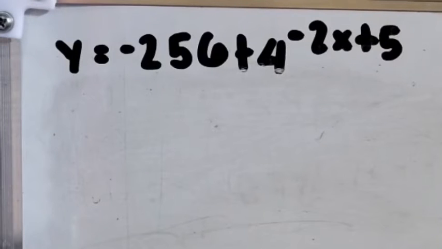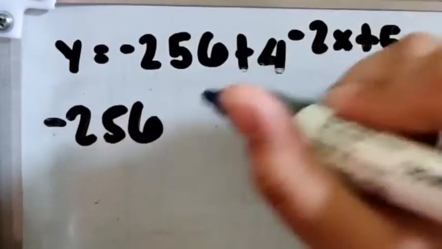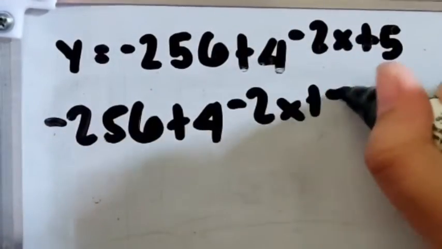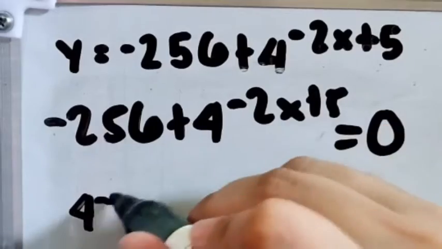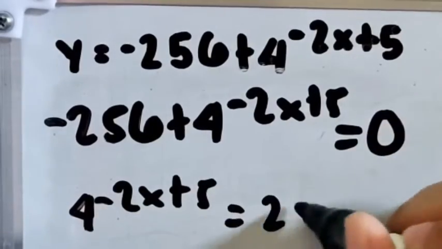Now let us all get our dirty blackboard and do some examples. Here are 5 examples in finding the zero or zeros of an exponential function. We have the given y = -256 + 4^(-2x + 5). We equate the expression of the exponential function to 0. We transpose or transfer the constant to the right side, so negative 256 will become positive 256.